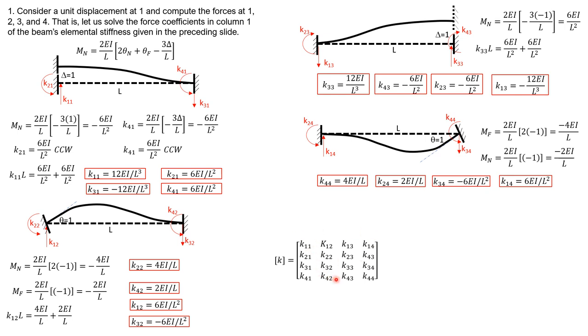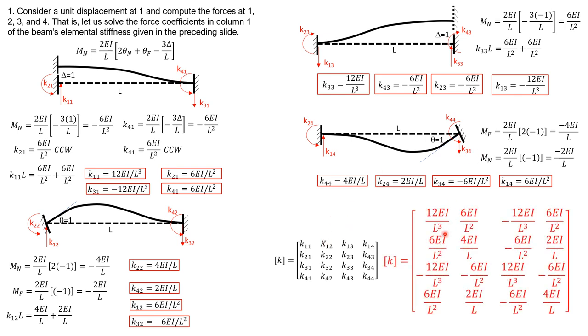So we have completed the calculations of these force coefficients. We now assemble them, and this is now the member stiffness of a beam. So let's check. This is K11. K11 is 12EI over L cubed. This is K21, which is equal to 6EI over L squared. K31, which is equal to negative 12EI over L cubed. K41, which is equal to 6EI over L squared. Then this is K12, which is equal to 6EI over L squared. K22, 4EI over L. K32, negative 6EI over L squared. Then K42, 2EI over L.